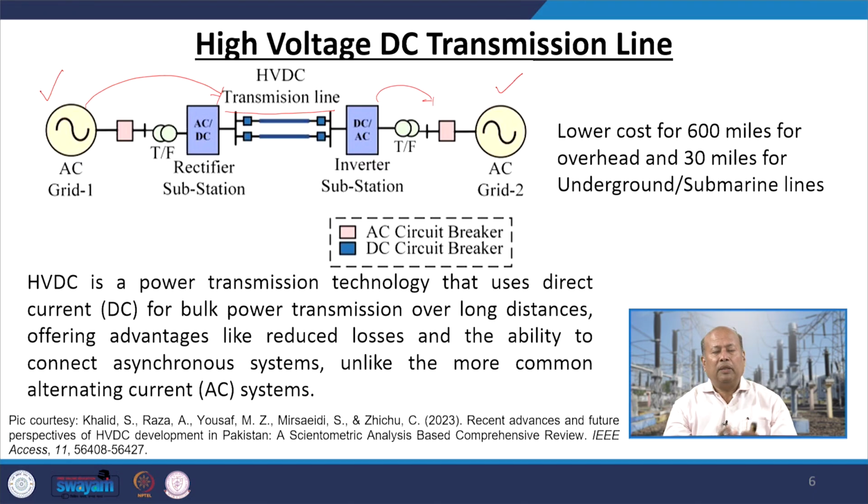So it is normally not very common for short distances, but if it is underground or submarine applications, then up to 50 kilometers is fine, which is close to 30 miles, and 1,000 kilometers, that is 600 miles, for normal surfaces. Now, HVDC is a power transmission technology that uses direct current (DC) for bulk power transmission over long distances, offering advantages like reduced losses and the ability to connect asynchronous systems, unlike the more common alternating current (AC) systems.